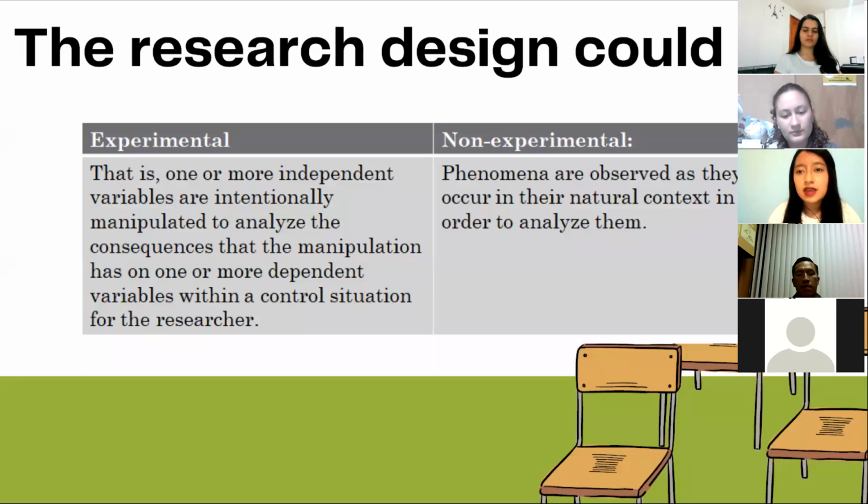The research design could be experimental, that is, one or more independent variables are intentionally manipulated to analyze the consequence that the manipulation has on one or more dependent variables within a control situation for the researcher. In non-experimental designs, phenomena are observed as they occur in the natural context in order to analyze them.